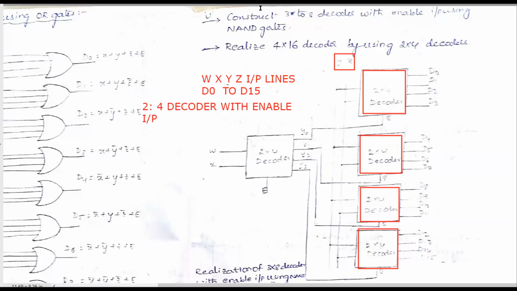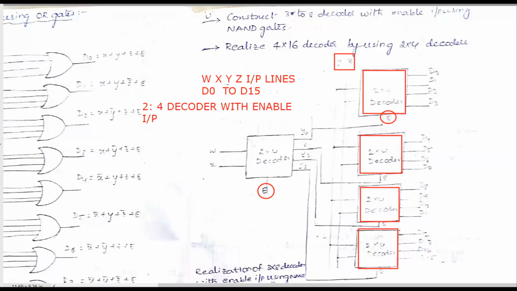If you observe this enable input, this is an active high condition. All the enable inputs are in active high condition, with no circle on the enable inputs. The W and X are connected to the first decoder. If WX equals 0 0, the Y0 line will be selected. If WX equals 0 1, Y1 line will be selected. If WX equals 1 0, Y2 line will be selected. WX equals 1 1, Y3 line will be selected.